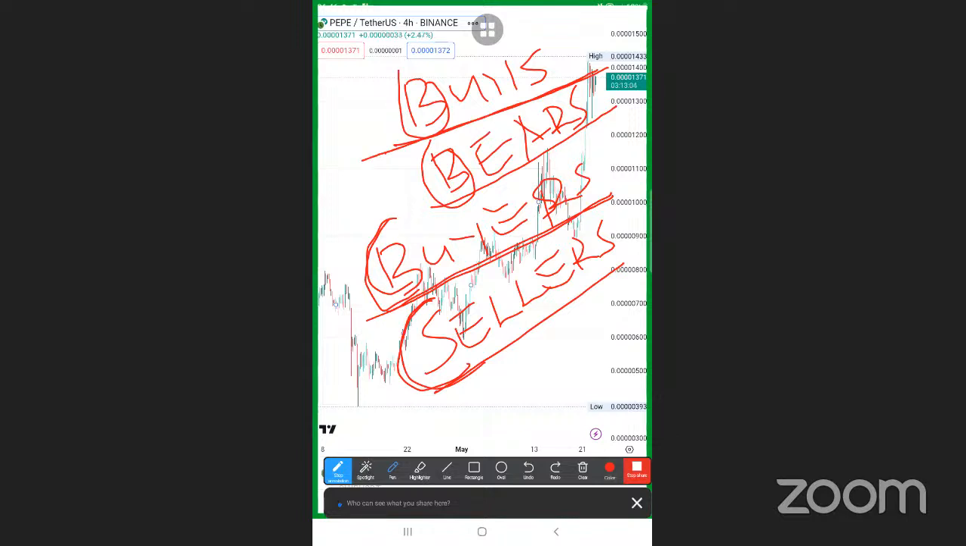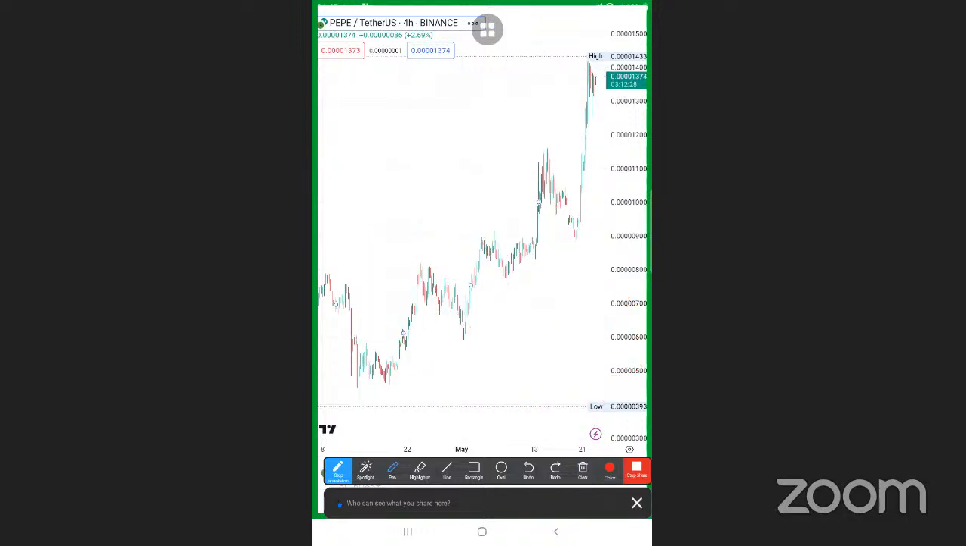Sometimes you are going to hear the words demand and supply. Demand refers to buyers, while supply refers to sellers. In the crypto space, you are going to be familiar with all these terms: buyers, sellers, demand, supply, bulls, bears. These are the market movers. These are the ones that control the market.